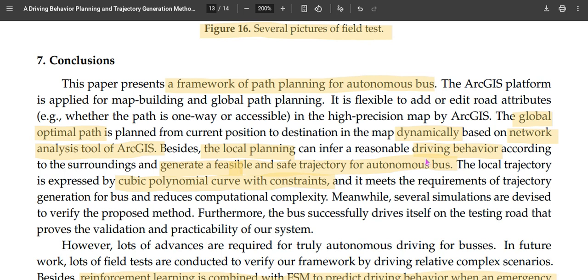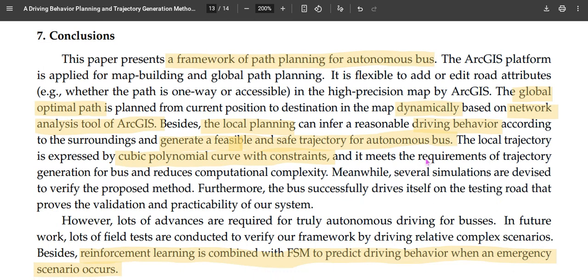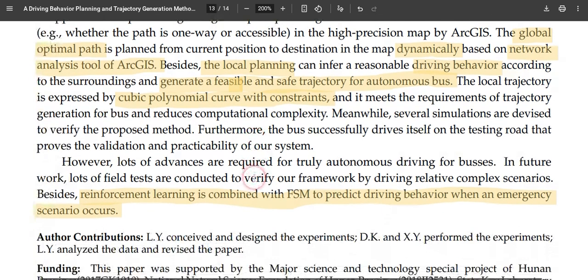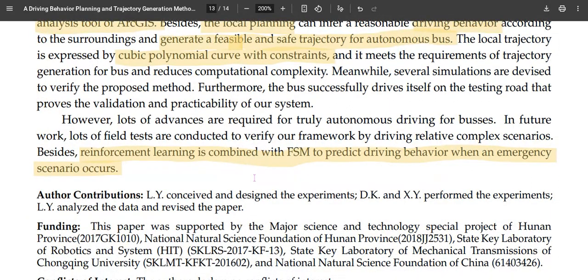One is the global planning, and they use the ArcGIS platform to compute the global path, and the local planning has two parts. One is driving behavior. They use double state machines, finite state machines, and the trajectory generation is based on the cubic polynomial with certain constraints from the geometrical side. And in future, I think they are planning to employ reinforcement learning to build up a more driving logic for the driving behavior to handle some kind of emergency scenarios.